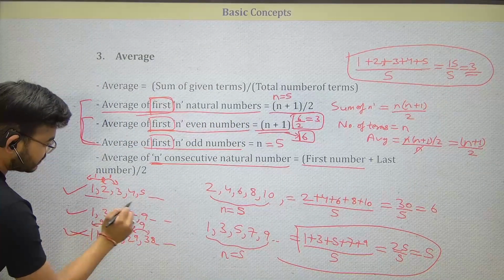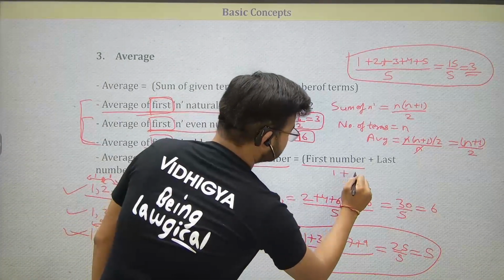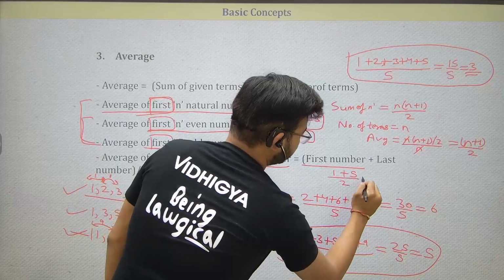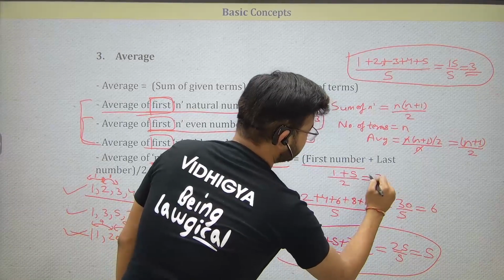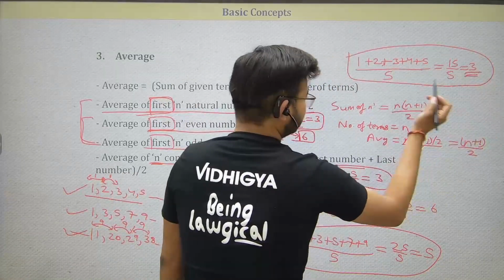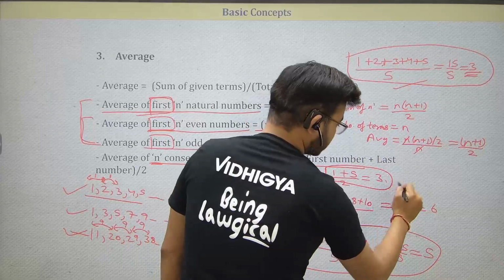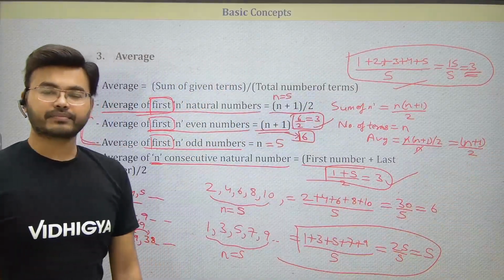Let's say in this case 1, 2, 3, 4, 5. So our first number is 1, last number is 5. Add them, 2, divide by 2. So this will become 6 by 2. That will be 3. Okay. And this is what we are getting over here. This is also the same thing that we got over here, and from this formula also we get the same thing.